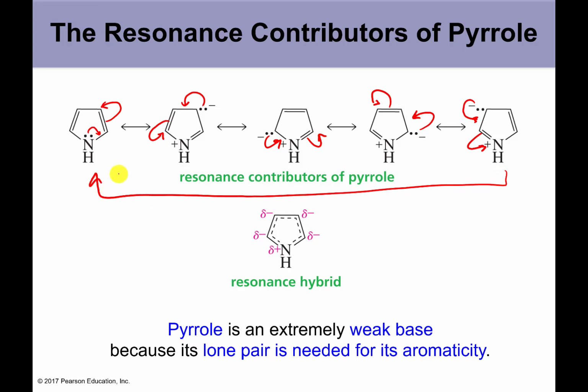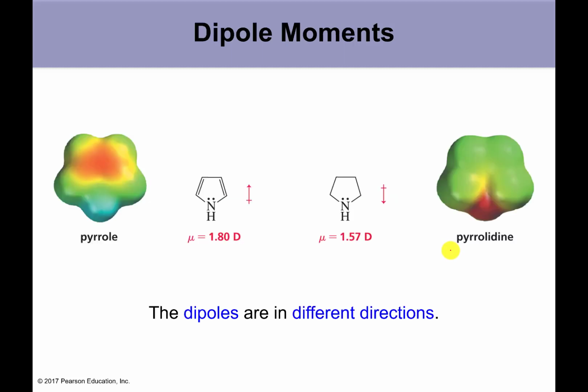But what you'll notice in the resonance structures, most of the time there's negative charge on the carbons, right? In each one of these structures, the negative charge moves around to be on one of the carbons, like that, okay? And so we have a negative charge in the ring and a positive charge on the nitrogen. Pyrrole is actually a very weak base because that lone pair on the nitrogen is needed for resonance. It also creates a situation where Pyrrole has a dipole which points in the opposite direction of pyrrolidine.